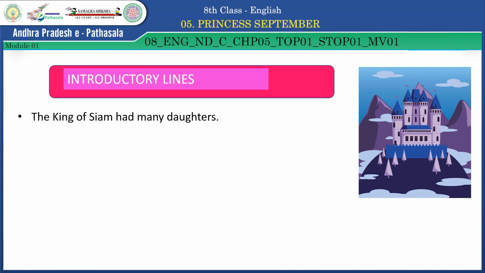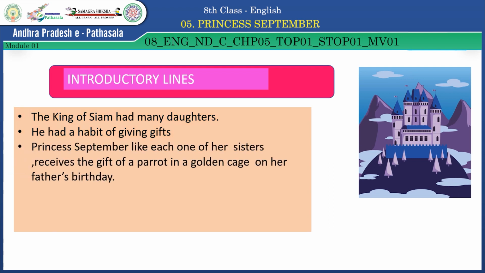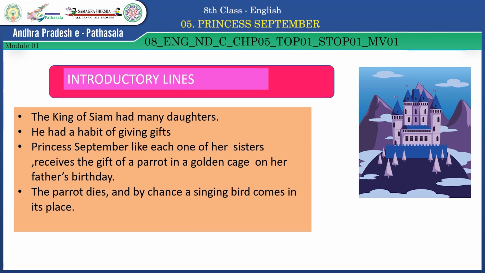The king of Siam had many daughters. He had a habit of giving gifts. Princess September, like each one of her sisters, receives the gift of a parrot in a golden case on her father's birthday. The parrot dies, and by chance, a singing bird comes in its place.